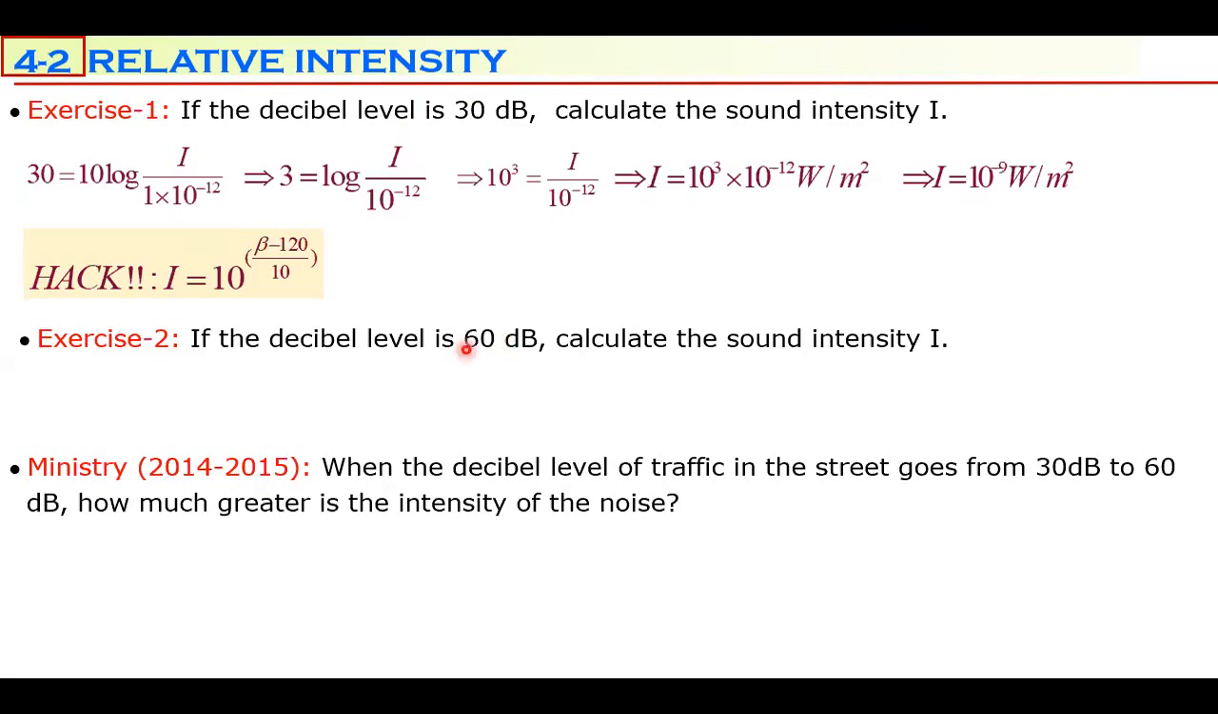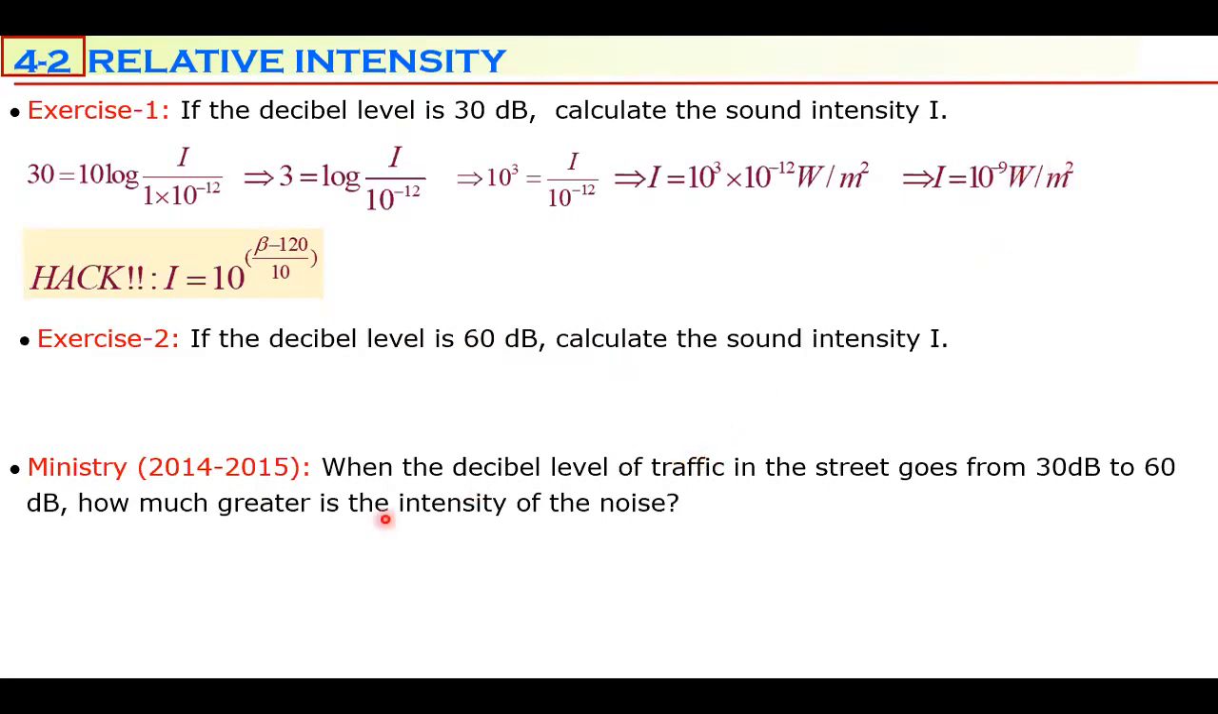Let's give 60. If it was 60 decibel, you write 60 here. 60 minus 120 is negative 60. Negative 60 divided by 10 is negative 6. So the sound intensity of this 60 decibel sound is 10 to the power of negative 6 watt per meter squared.